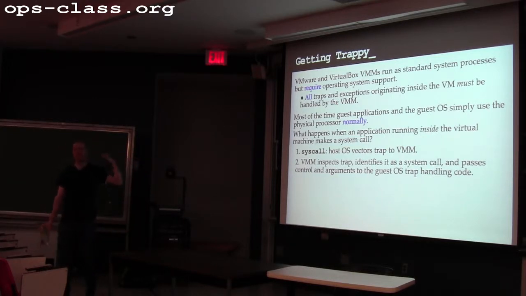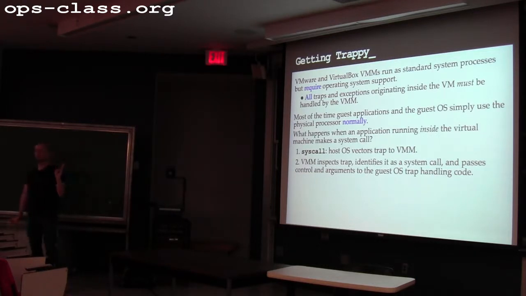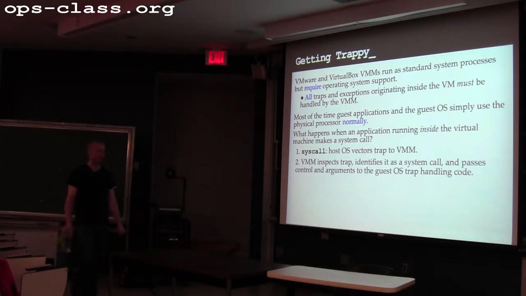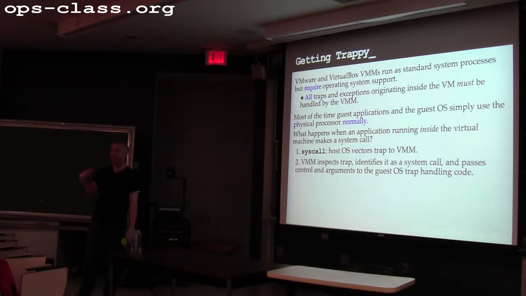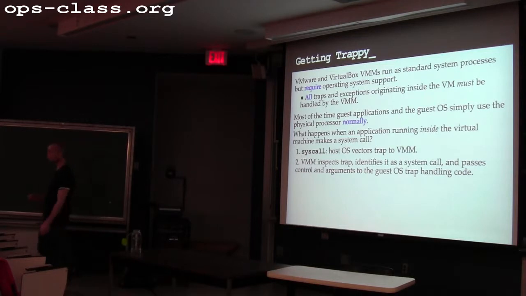All right, so the VMM looks at the trap, right? Remember, there's two classes of traps that the VMM is going to handle. This is one, and the VMM knows the state of the machine. The VMM knows, hey, right now the virtual machine is running an application and it just tried to make a system call. So the next thing I need to do is pass that trap into the guest operating system, okay?